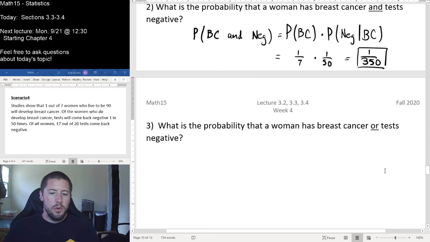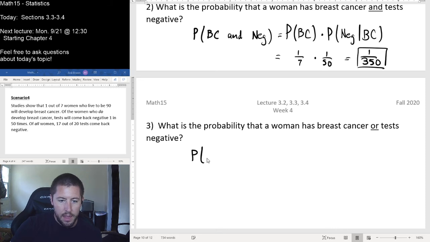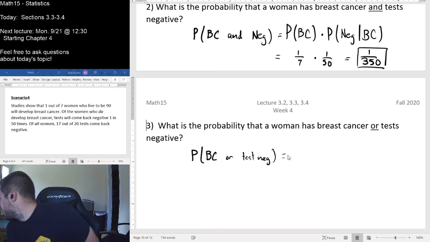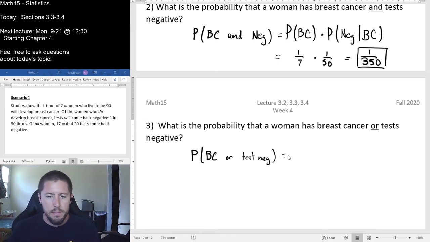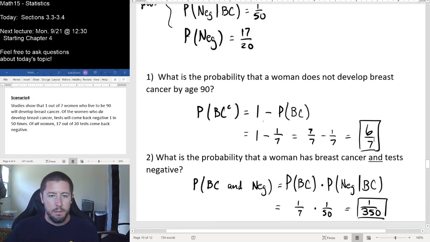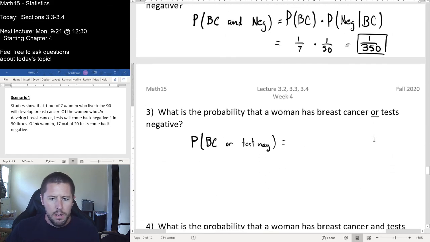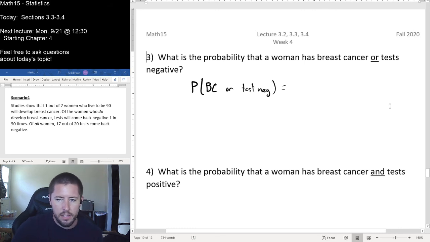So number 3, what is the probability that a woman has breast cancer or tests negative? So we can say, what is the probability that we have breast cancer or that we test negative? Now we're talking about our probabilities associated with these. Since we are looking at an or statement here, we want to make sure that we extract some of our overlapping information that we might end up having right here. I wrote test negative right there. This should just be probability of BC or negative right here.